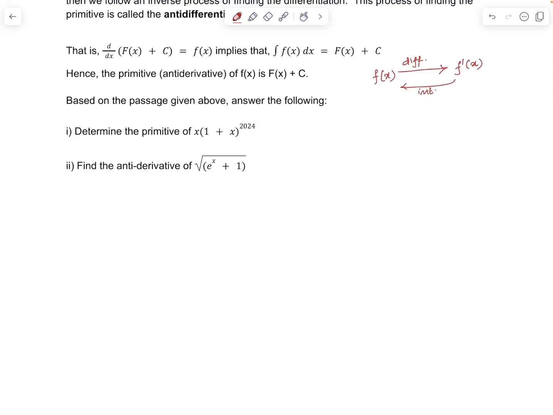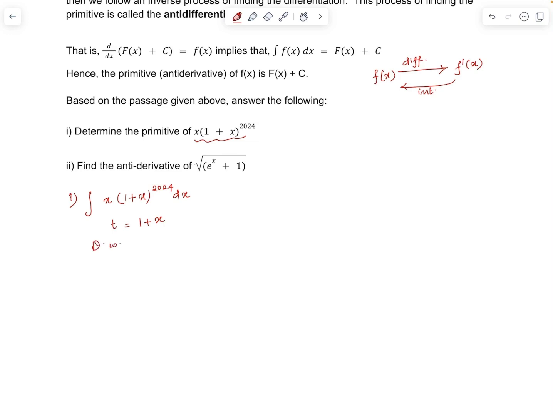Question 1. Determine the primitive of this function. That is, we have to do the integration of this and get the F of x. Integral x times (1 plus x) power 2024 dx. Let's use the substitution method, taking t as 1 plus x.